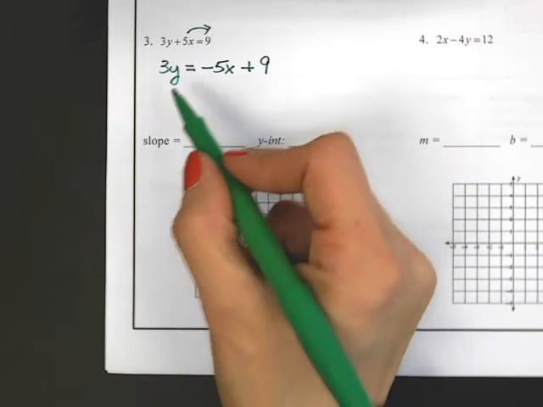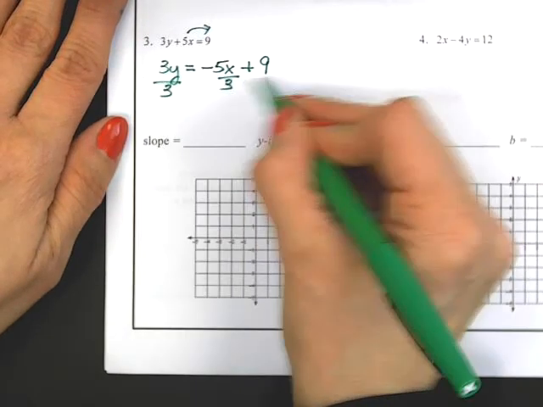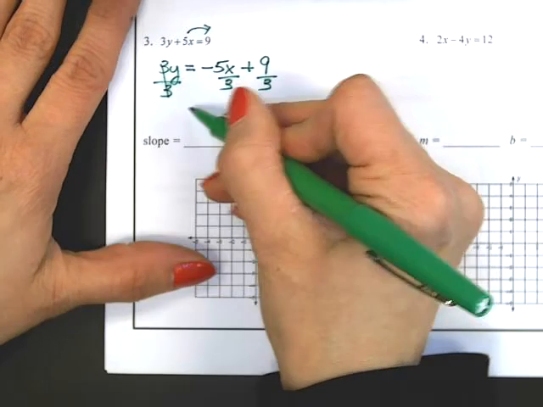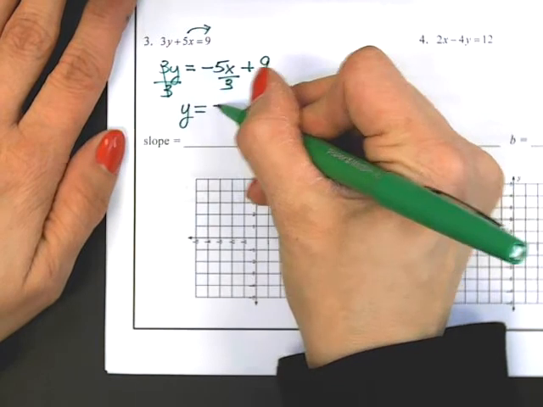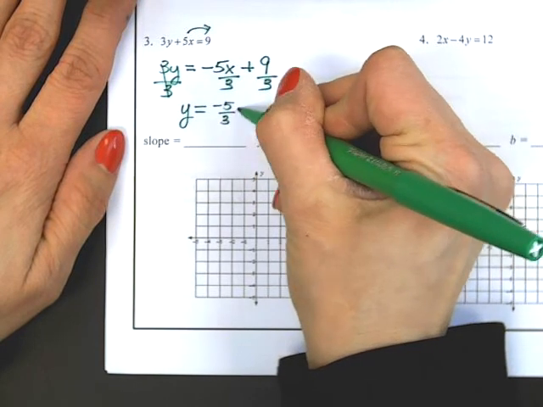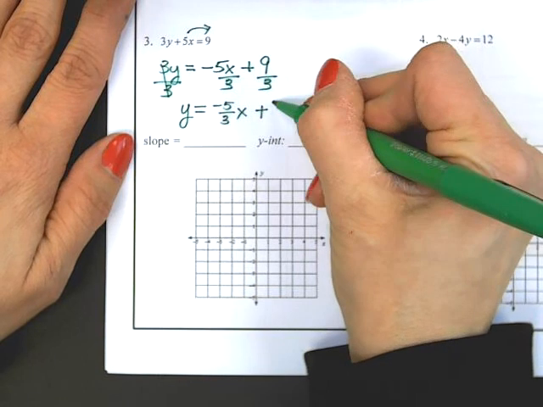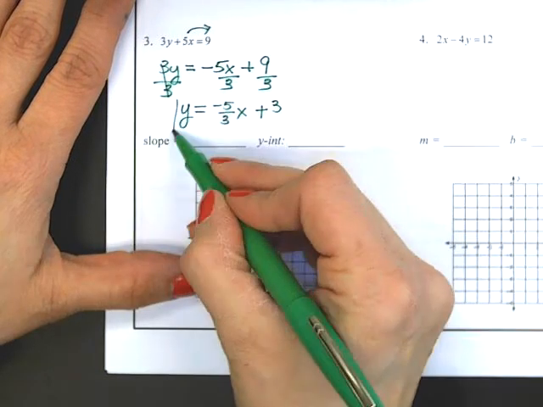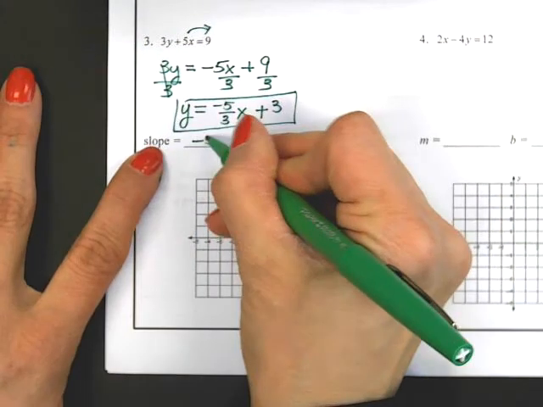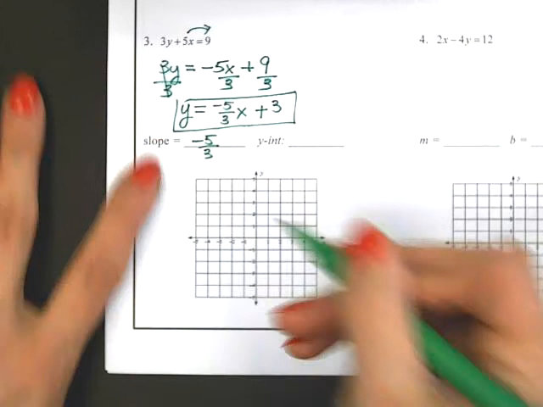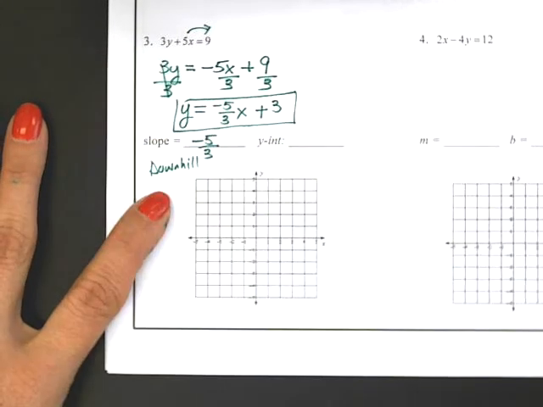Now the y is not alone yet because it's being multiplied by 3, so we have to divide all terms by 3, and then we have slope-intercept form. Y equals -5 over 3x plus 9 divided by 3 is 3. Okay, now it's in slope-intercept form. So the slope is -5/3. And I'm going to write downhill just so I know the line is going to be going downhill.